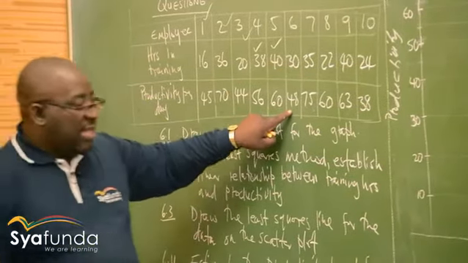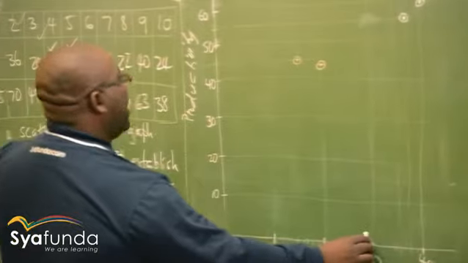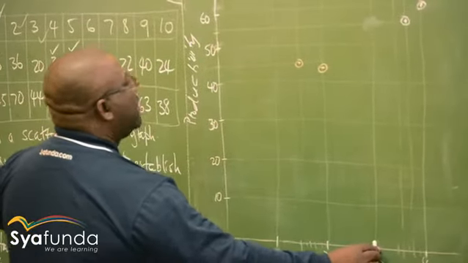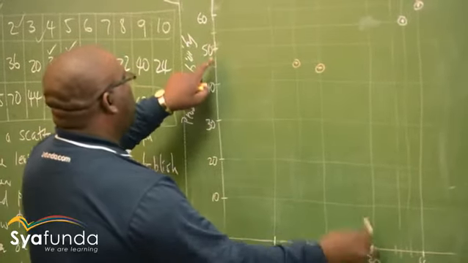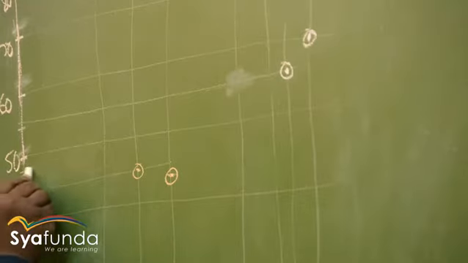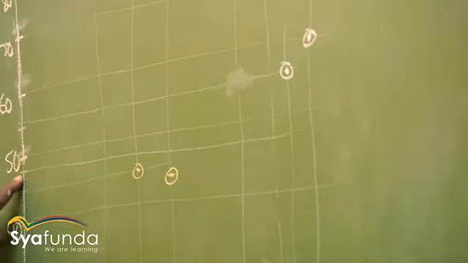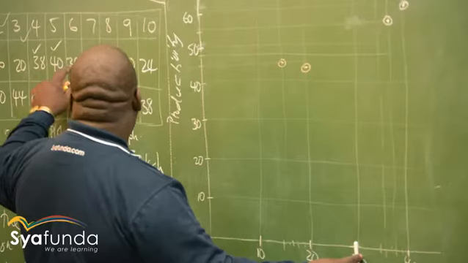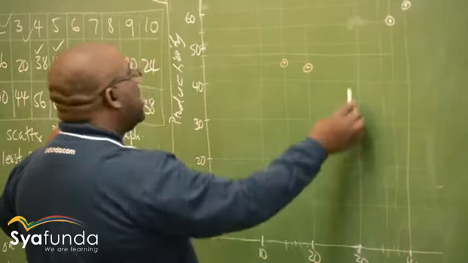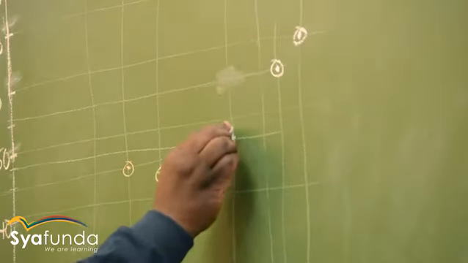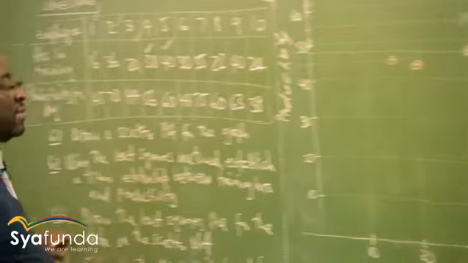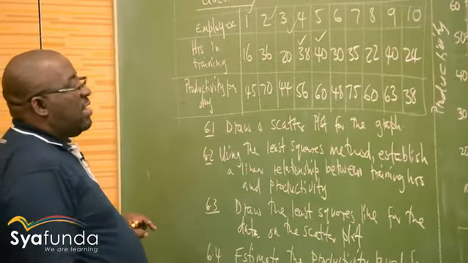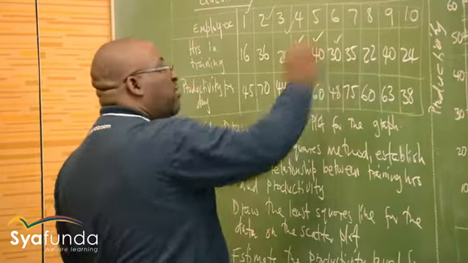The next one is 30 and 48. This is 30. This is 40. This is 50. So 48 will be somewhere there. It goes with what? Check again. 30 and 48. That is where it is. Right? That's what we have so far. So we've done 30 and 48.